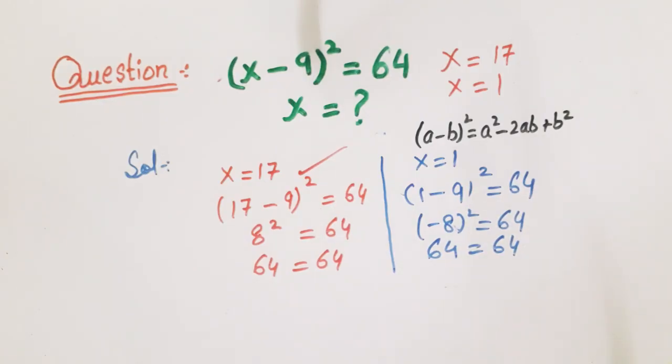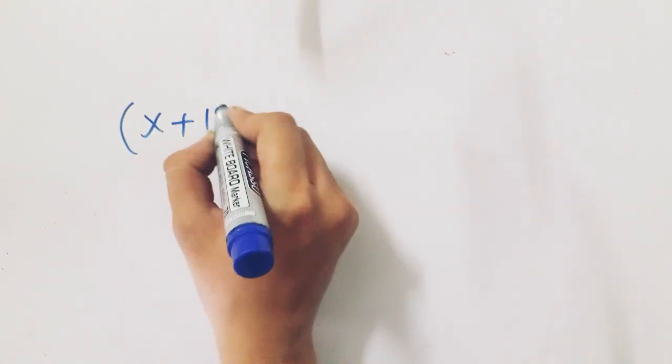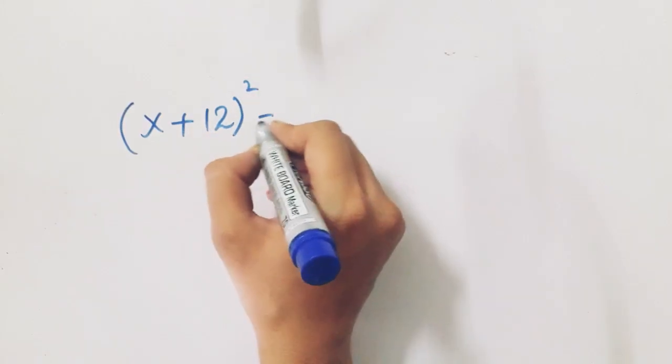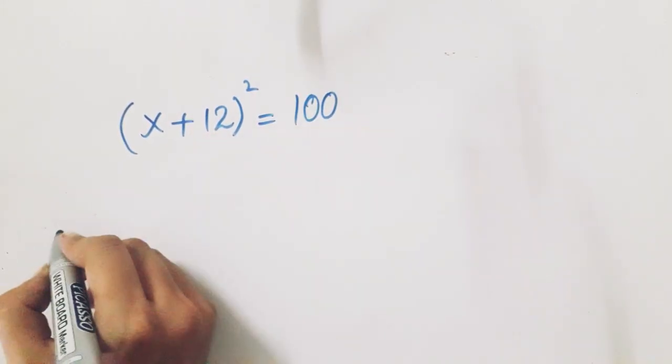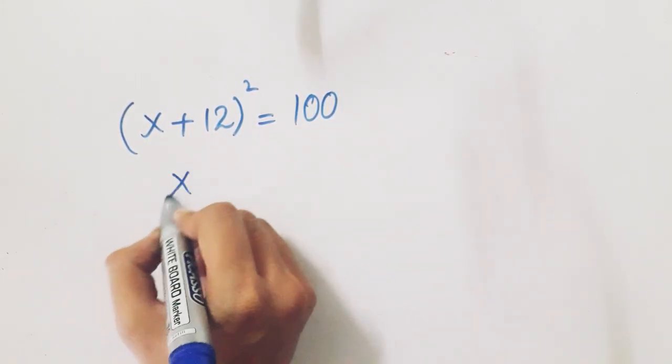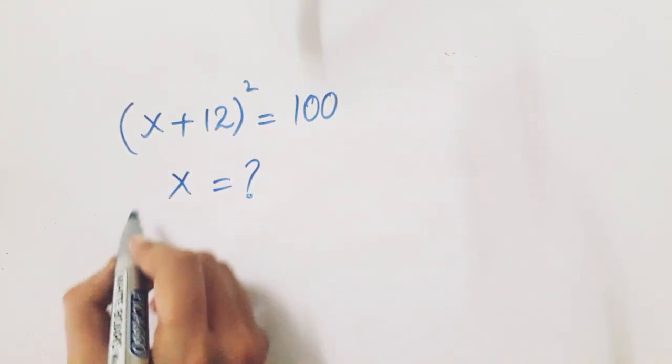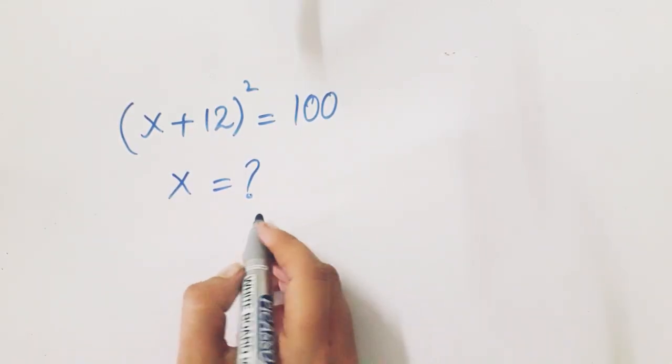So if you found this video helpful, there is a bonus question. The question is (x plus 12) whole square equals 100. You have to find the value of x. Find this value and tell us in the comment section.